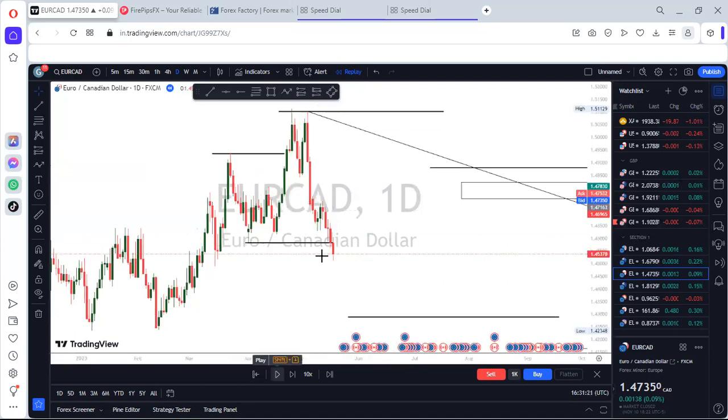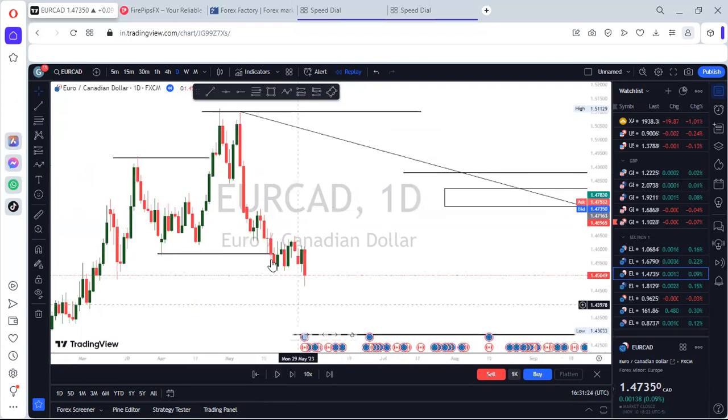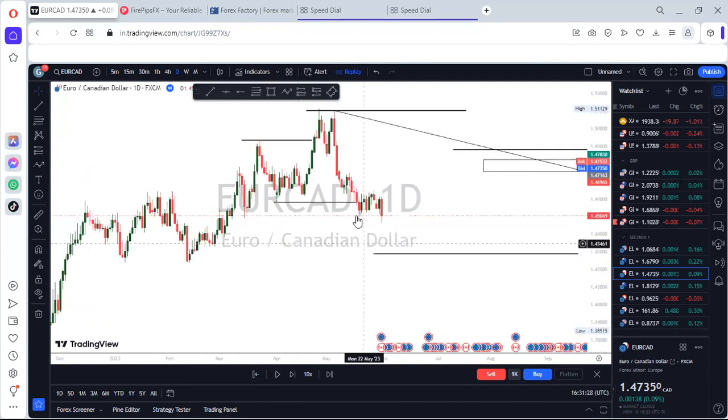So you can see the market came and did what? And broke this zone. The market has now broken this zone. So what do you think I'm expecting now? Since this zone has been broken, I'm expecting the market to pull up.